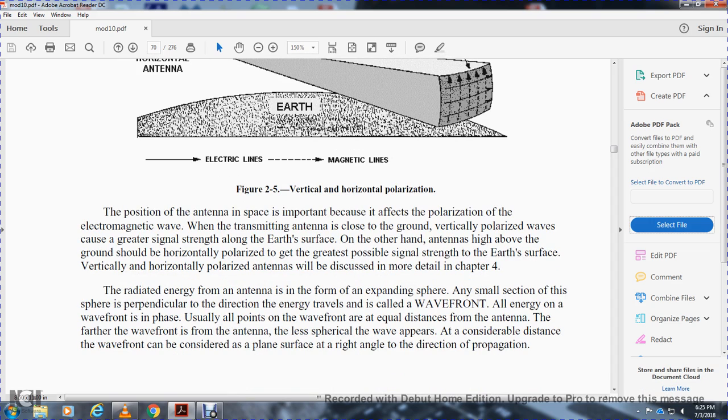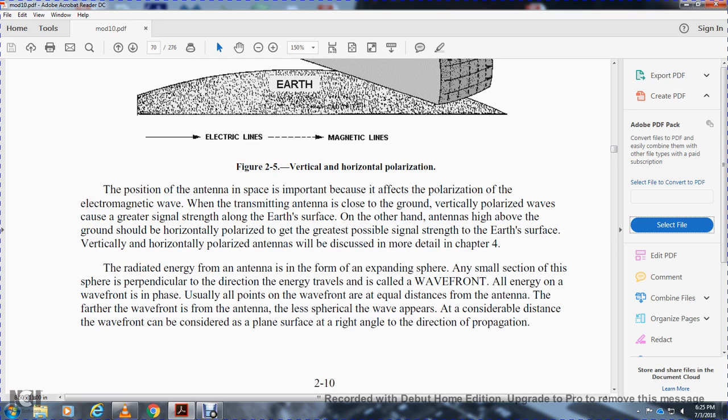The position of the antenna is important for the effect of polarization of the electromagnetic wave. If the transmitting antenna is close to the ground, vertically polarized waves give the greatest signal strength along the earth's surface. On the other hand, antennas high above the ground should be horizontally placed for the greatest signal strength at the earth's surface. Vertical and horizontal polarized antennas will be discussed in more detail in Chapter 4.